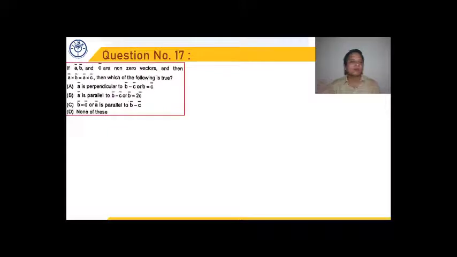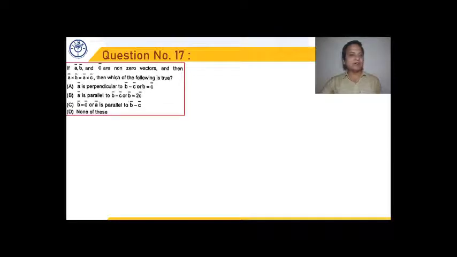Question number 17 of the handout. It says if A, B and C are non-zero vectors, and A cross B is equal to A cross C, then which of the following is true? Four choices are given. A is perpendicular to B minus C, or B is equal to C. A is parallel to B minus C, or B is equal to 2C. B is equal to C, or A is parallel to B minus C. Or none of these.